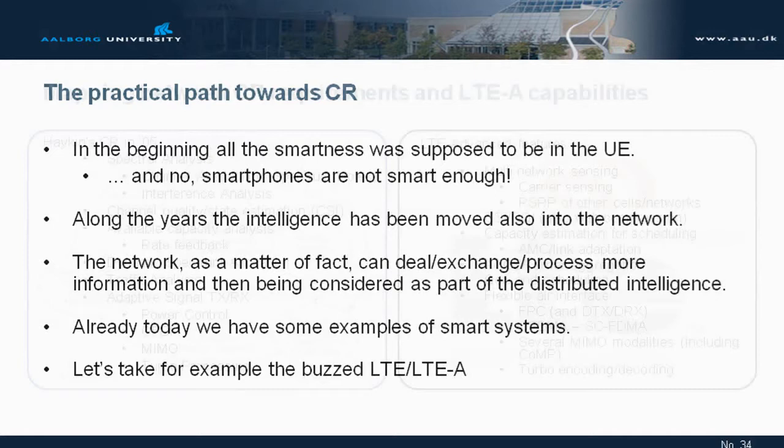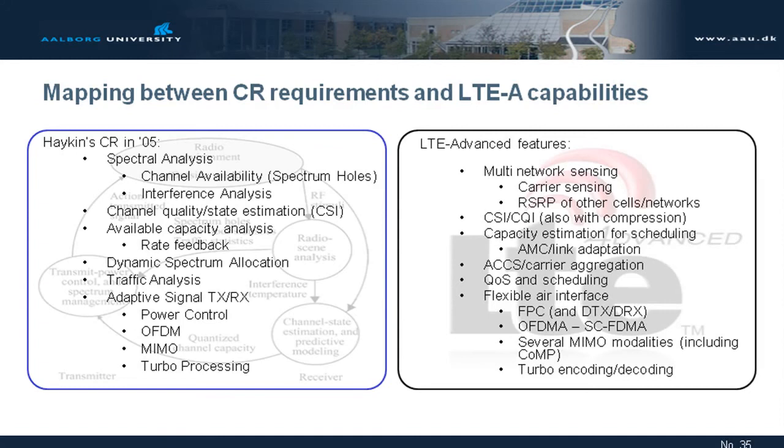So I took here the same slide set that I showed to you about Aikin's vision. On this side, I put LTE Advanced features. So we have spectral analysis, channel availability, and interference analysis. We have multi-network sensing, carrier sensing, RSRP, which is reference signal received power, also from other cells and from other networks.